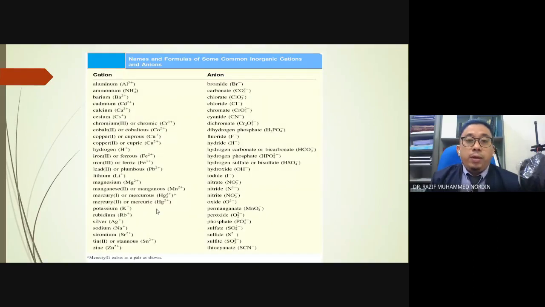This is a few names and a formula of some common ionic cation and anion. Kalau di Malaysia untuk student Perlis dah di UiTM, table ni quite critical. Okay. Table ni quite critical kalau di Malaysia kita.